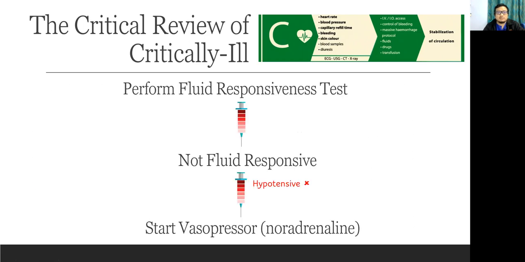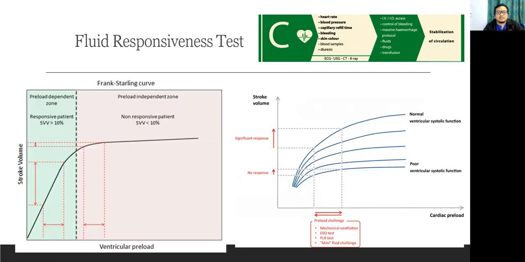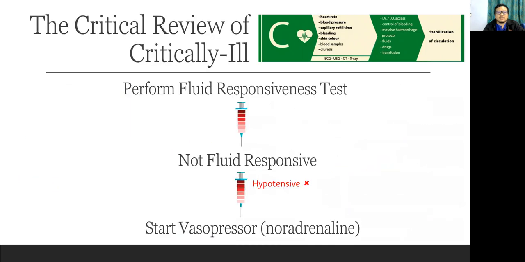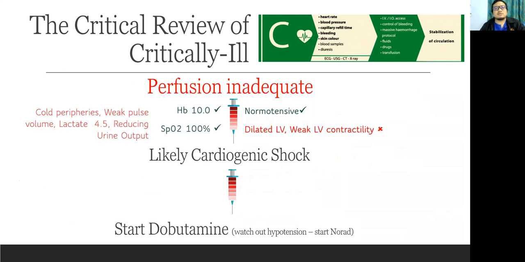Okay. So then going back to the patient just now, crystalloid given, perform fluid response test. Okay, not fluid responsive, but patient still hypotensive. After you give 30 mL per kilo, you do a fluid response test like passive leg raising, and the BP does not improve. So that means the patient needs vasopressor. Okay, of course in septic shock it is noradrenaline. Let's go to another case.